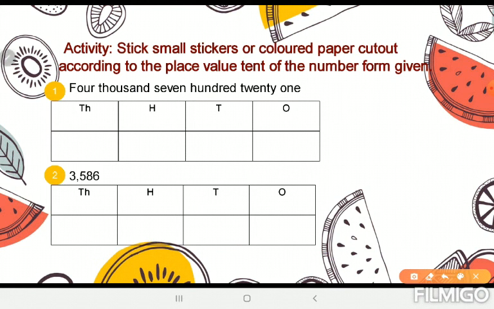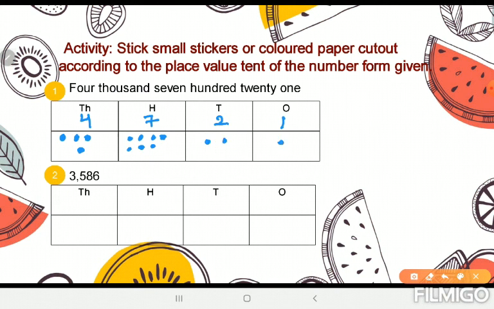So let's see, 4721. So what is there in the thousands place? 4. So here you are going to stick 4 stickers, because in the thousands place you have 4. Then it is 700. In the hundreds place what? 7 is there. So here you are going to stick 7 stickers or colored paper, whatever. Then 21. So in the tens place is 2 and in the ones place is 1. So here you are going to stick 2 stickers and here 1.